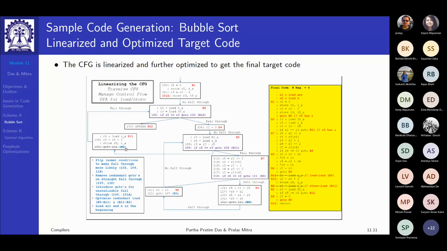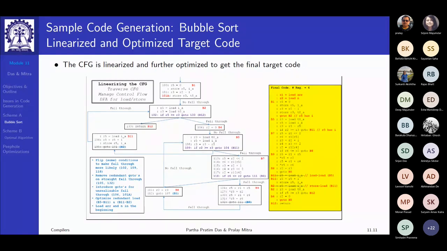So as you can see, when you linearize the code, you are also managing the control flow, right? So that there is a traverse CFG managed control flow. You are trying to do it with a little bit of smartness so that you can minimize the jumps in the code, which is also a nice optimization.